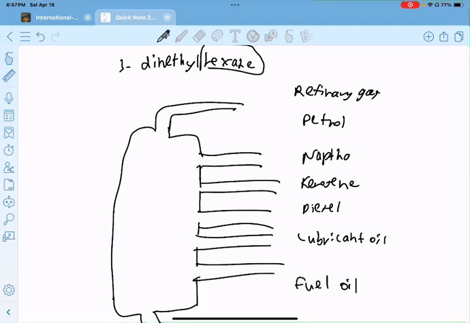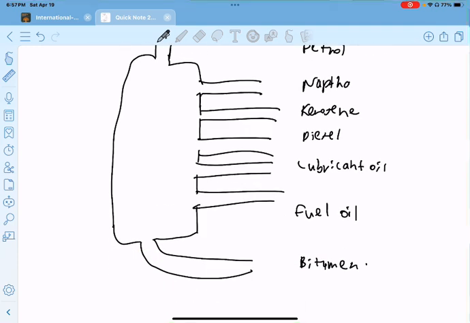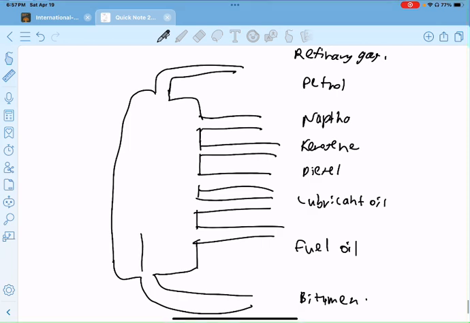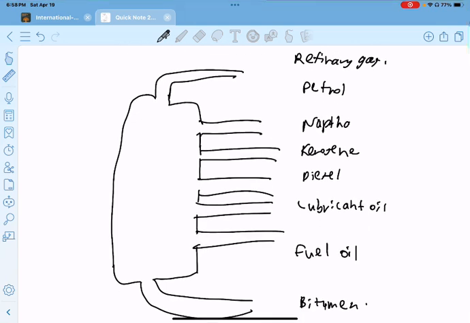So the lower you go in the fractional distillate, you will get a higher and higher melting temperature. The gases come out really quickly, like refinery gas, it's a gas. And then as you go down, the melting temperature will keep on increasing, okay? So this is basically a way to remember the order of this. Do not know the entire order, but just know how everything goes, okay?